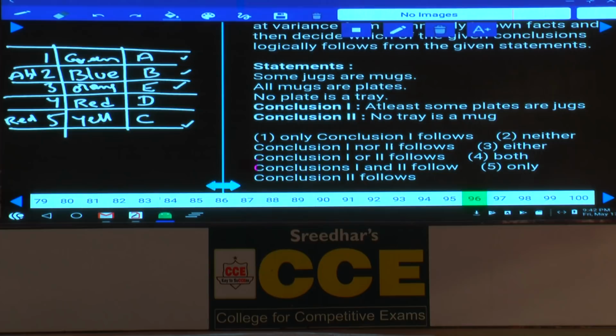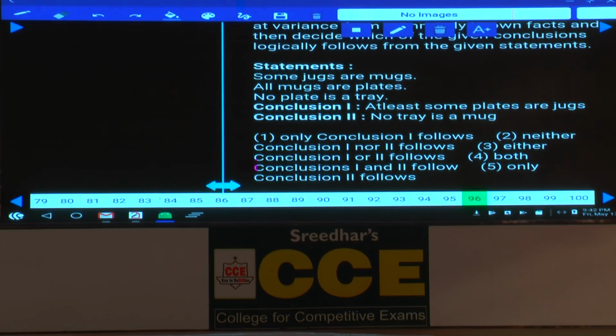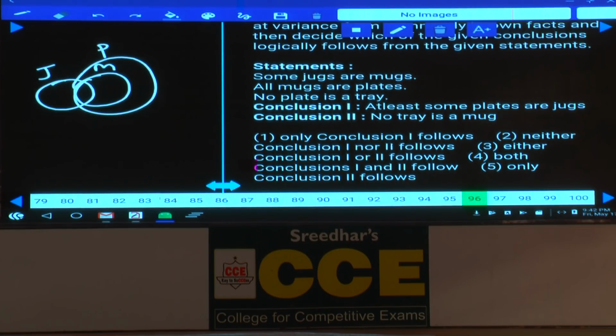Question numbers 96 to 100 are based on syllogisms. Some jugs are mugs, which can be drawn as jug and mug. All mugs are plates. No plate is a tray, so there is no intersection between plate and tray. Then, some plates are jugs.